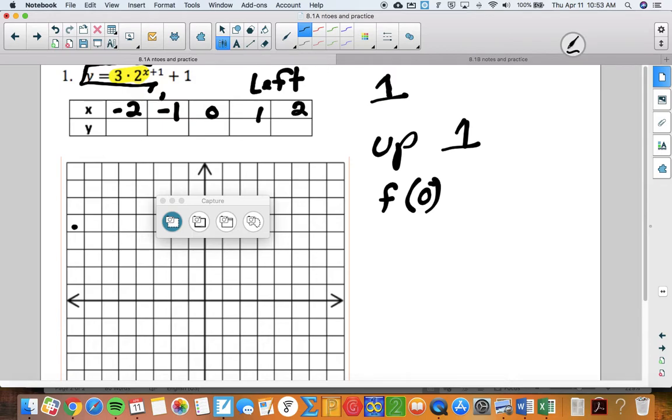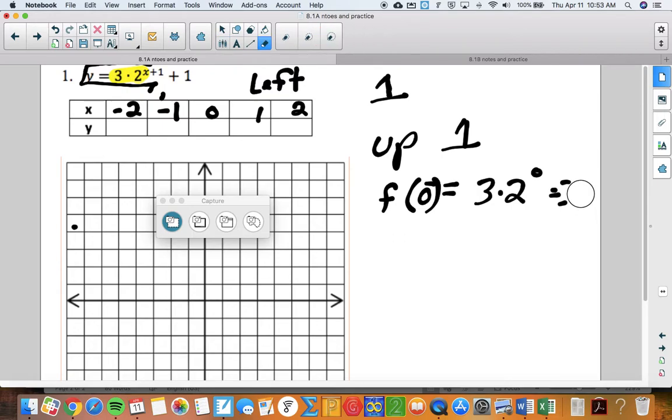So I'm going to start with 0. You can start with whatever number you want out of those. So 3 times 2 to the 0 is the same as 3 times 2. Just kidding. 3 times 1, because 2 to the 0 is 1. And so we get 3. So I'm going to put that in here, and I could plot that point in.